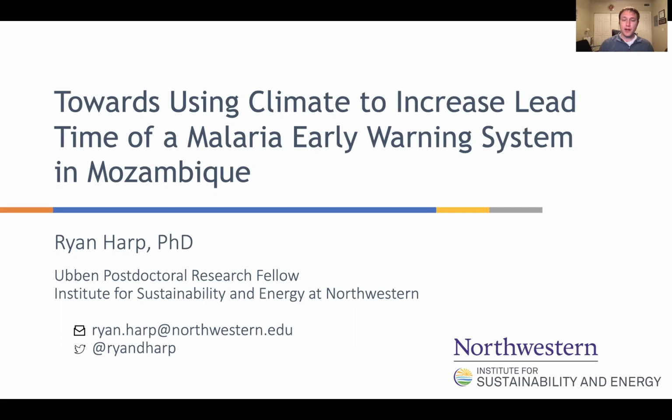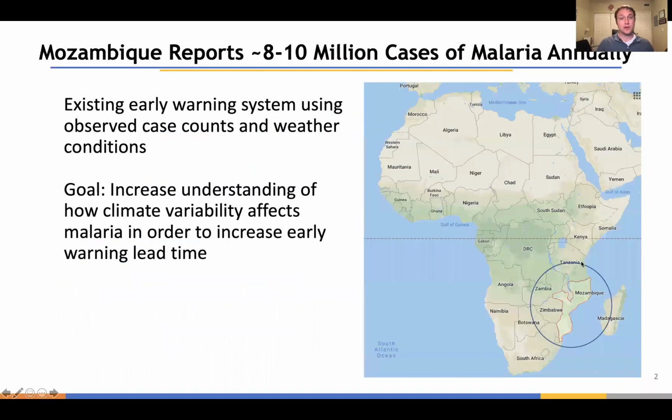My name is Ryan Harp, and I'm a postdoctoral research fellow at the Institute for Sustainability and Energy at Northwestern University in Evanston, Illinois, in the United States. And today I'll be talking about using climate to increase the lead time of a malaria early warning system in Mozambique. So Mozambique reports about 8 to 10 million cases of malaria each year.